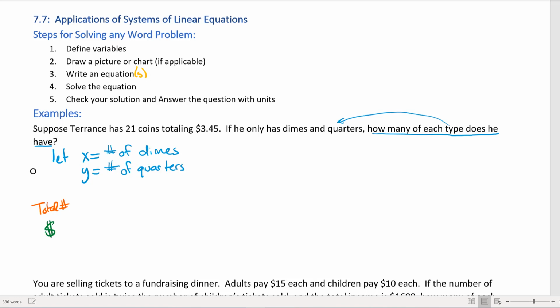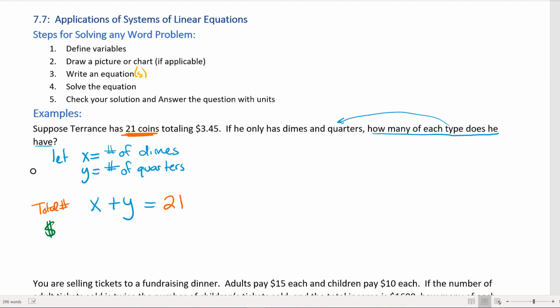Okay, so let's go back and read again. Suppose Terrence has 21 total coins. Well, if I take the number of dimes that I have, x, plus the number of quarters I have, y, that should give me the 21 coins that I'm talking about. I need to have 21 coins. That's the total number of coins that I have.